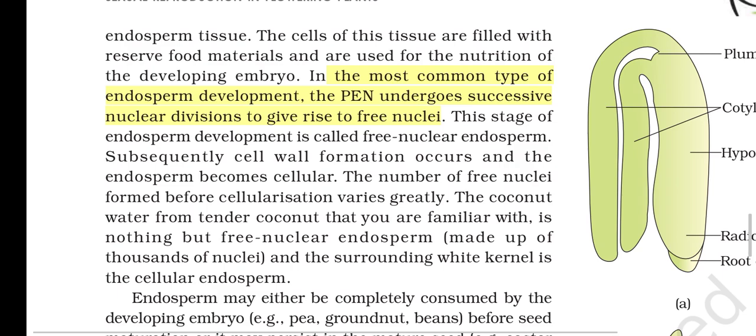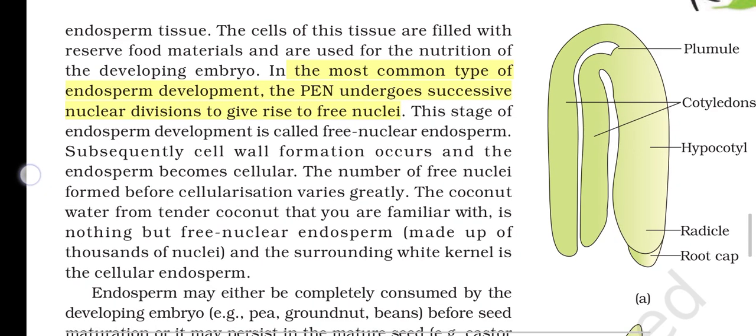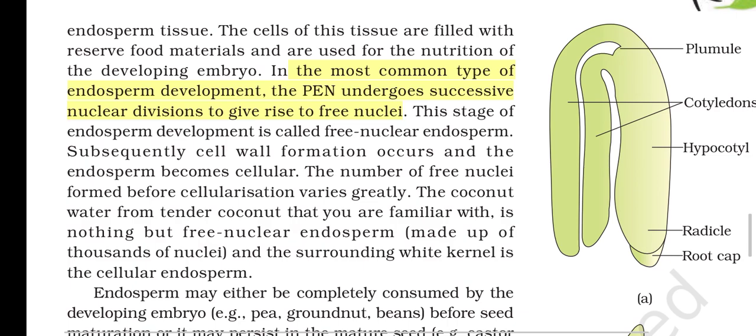The cells of this tissue are filled with reserve food materials and are used for the nutrition of the developing embryo. In the most common type of endosperm development, the PEN undergoes successive nuclear divisions to give rise to free nuclei. This stage of endosperm development is called free nuclear endosperm. Subsequently, cell wall formation occurs and the endosperm becomes cellular. The number of free nuclei formed before cellularization varies greatly. The coconut water from tender coconut that you are familiar with is nothing but free nuclear endosperm made up of thousands of nuclei, and the surrounding white kernel is the cellular endosperm.